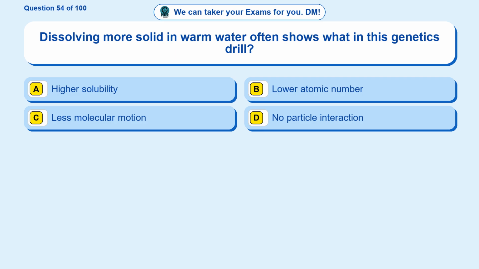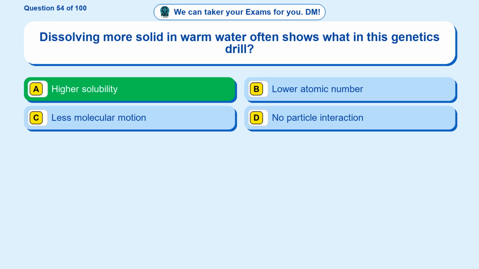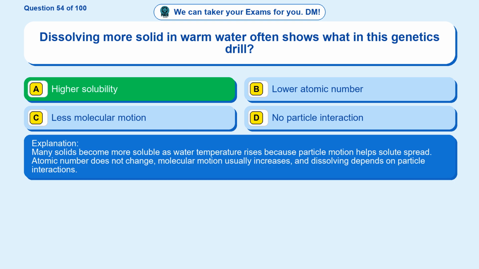Question 54. Dissolving more solid in warm water often shows what in this genetics drill? Option A higher solubility. Option B lower atomic number. Option C less molecular motion. Option D. No particle interaction. The correct answer is option A. Higher solubility. Many solids become more soluble as water temperature rises because particle motion helps solute spread. Atomic number does not change, molecular motion usually increases, and dissolving depends on particle interactions.